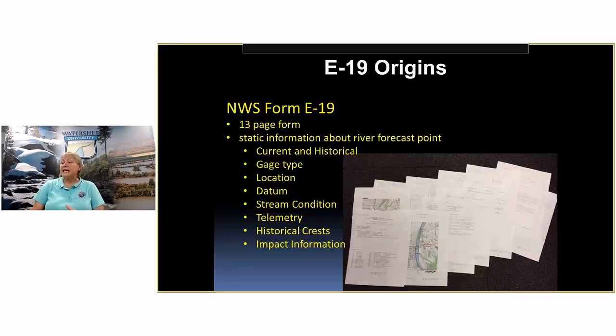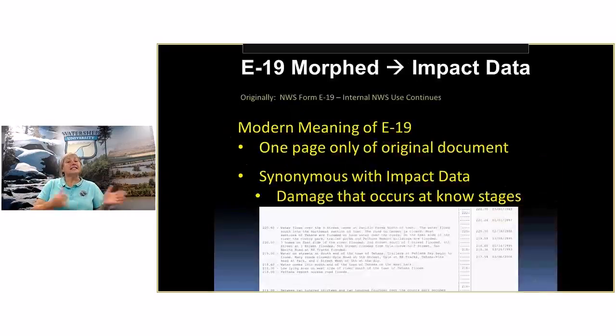But the terminology of E19 has morphed its way beyond the Weather Service into basically impact data. From now on, when you hear E19 data, think impact data. What happens at a stage on a river location? What goes underwater? What isn't underwater? Things like that. So it's a morphed term that everybody seems to be using.